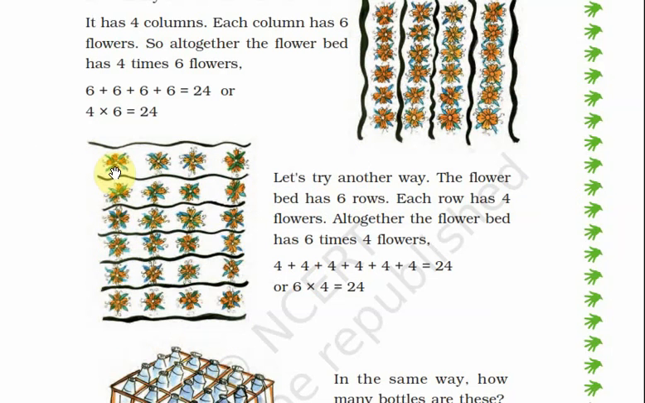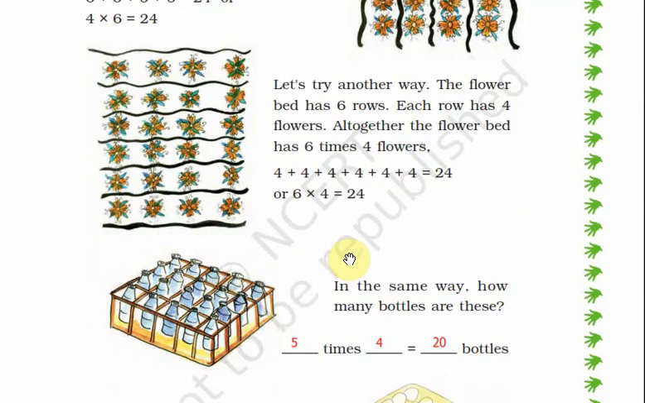6 rows are there, and in each row there are how many flowers? There are 4 flowers. So 6 times, rows are 6. So 1, 2, 3, 4, 6 times 4. 6 times 4 is equal to 6 4s are 24. So how many flowers are there? 24 flowers. Let us see the next question.